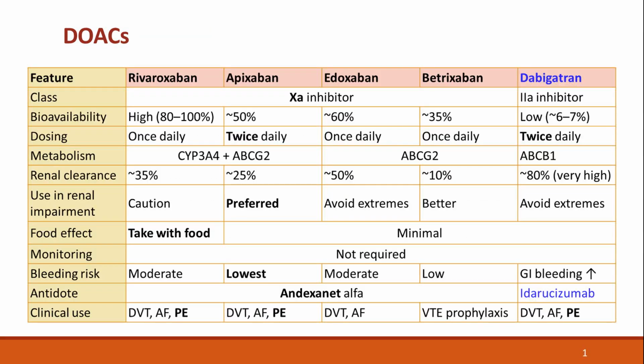This table provides a comprehensive comparison of direct oral anticoagulants, highlighting differences in bioavailability, dosing frequency, renal clearance, and bleeding risk. Clinically, apixaban is often preferred due to its lower bleeding risk, particularly in elderly patients, while rivaroxaban offers the convenience of once-daily dosing. Dabigatran, although effective, requires careful consideration of renal function and is associated with a higher risk of gastrointestinal side effects.